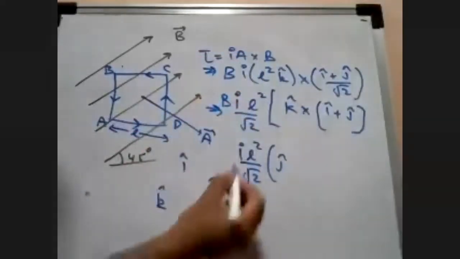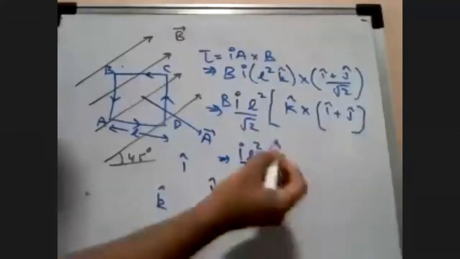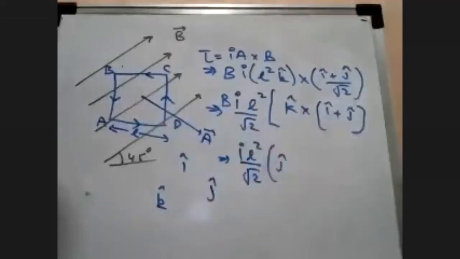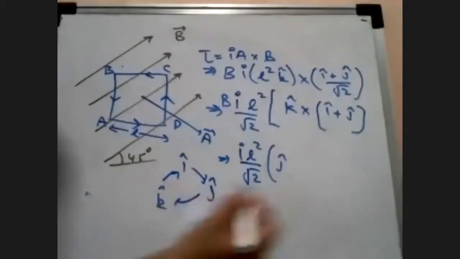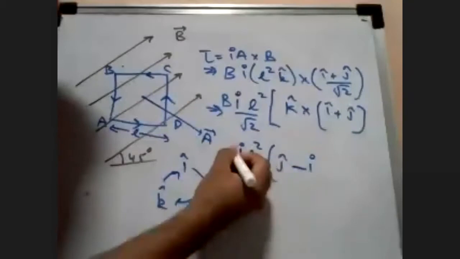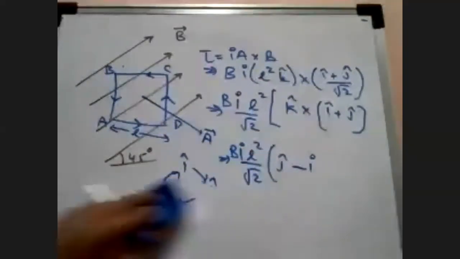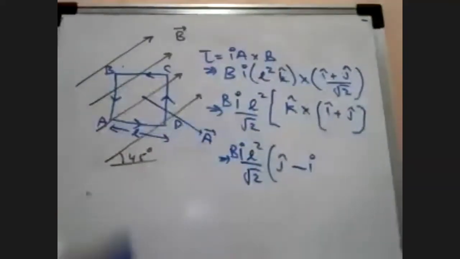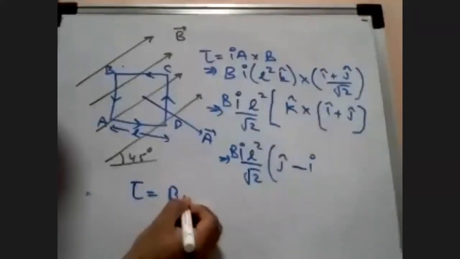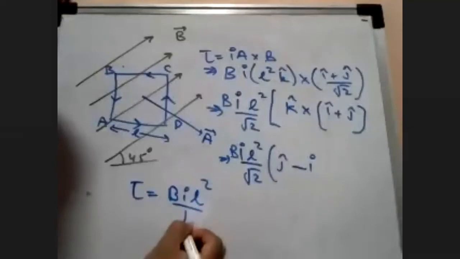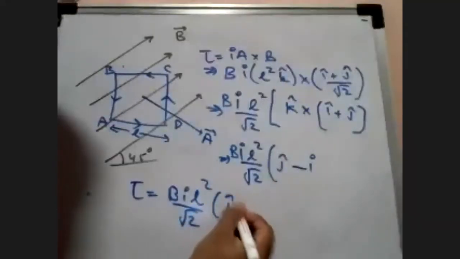So in that case, students, next is k cap into j cap. What will it give me? I cap or minus I cap? Minus I cap. So it will give me minus I cap. So students, this is basically torque in vector form. It is just I B L square by root 2 into j cap minus I cap.